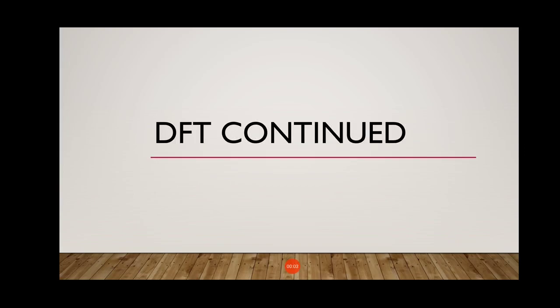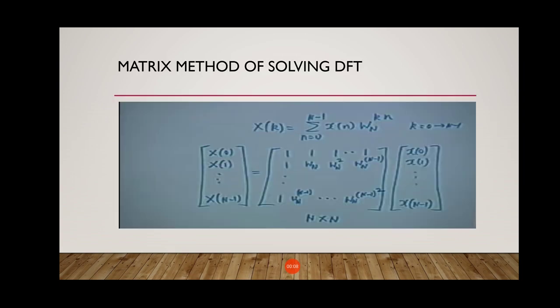Class, today we will study some more topics regarding DFT, among which the first topic would be the matrix method of solving DFT. As per the definition, the equation for DFT is capital X of k equals the summation, n going from 0 to capital N minus 1, x of n W_N to the power k n, where k goes from 0 to capital N minus 1.